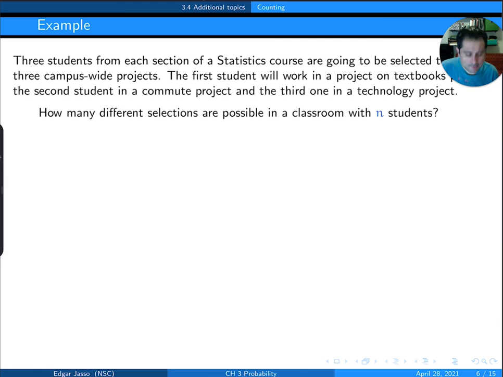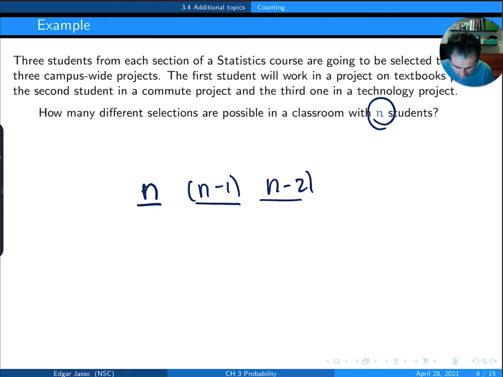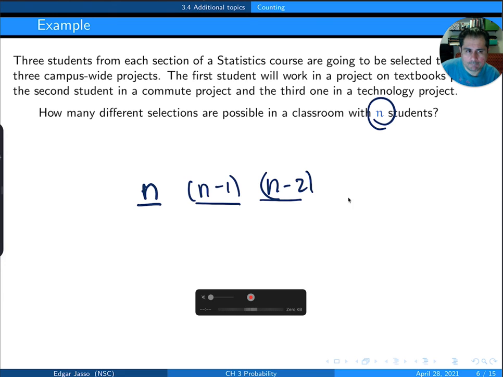Okay, so now same question, but now I just put an N here. Can I solve this problem all the time? Well, I guess, yeah, right? I'm going to put N for the first spot, then N minus 1 for the second spot, and N minus 2 for the third spot. So I'm always going to multiply three consecutive numbers for this problem: N times N minus 1 times N minus 2. This is what we want to find.